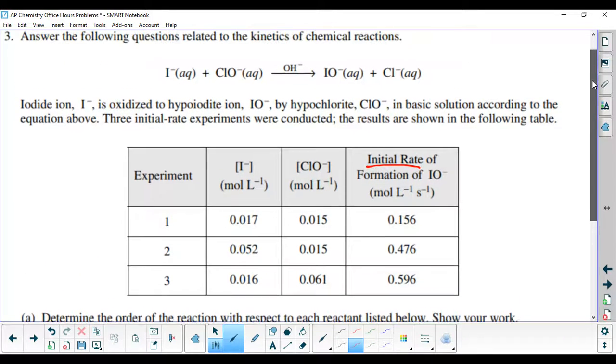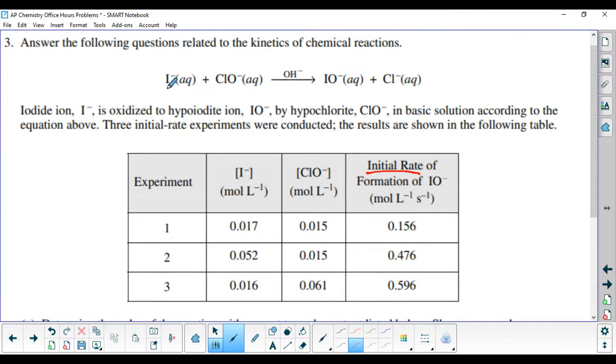If you look at our overall chemical reaction up here, what they're actually doing is measuring how fast one of these is produced, most likely in your chemical reaction. That's what's given as an answer over here.